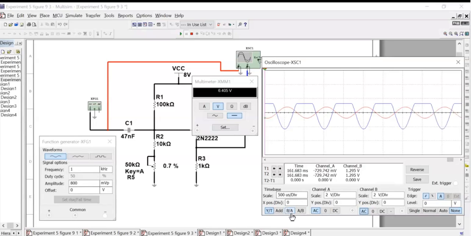We have now again a clipping at the upper part of the waveform. So that will be our final waveform. So we are through with activity 2.